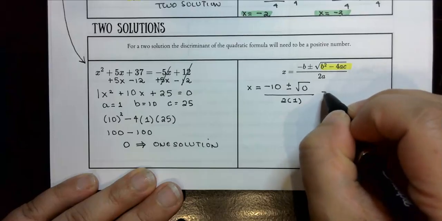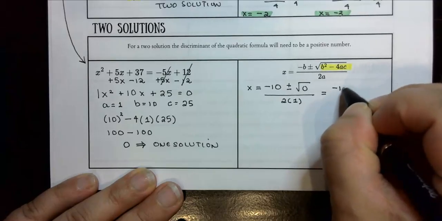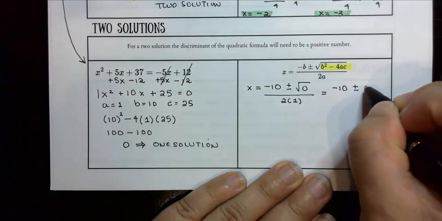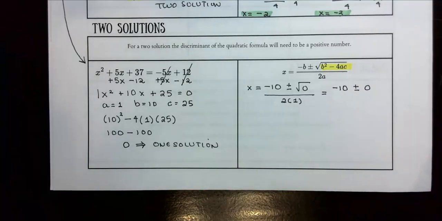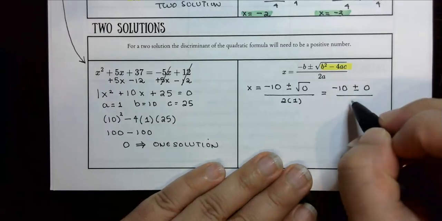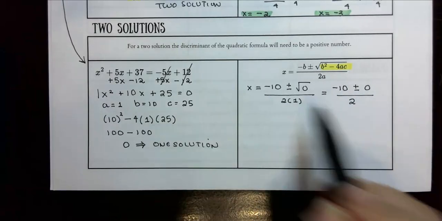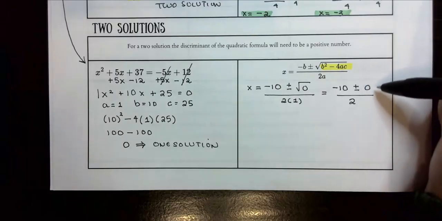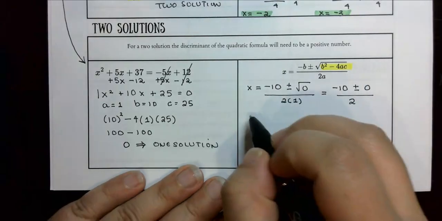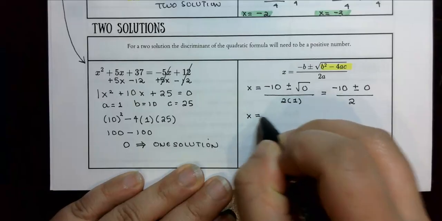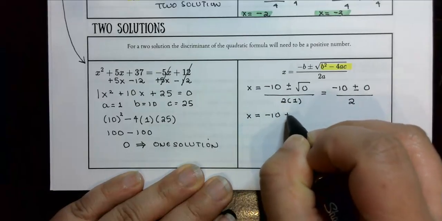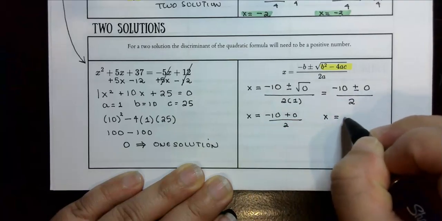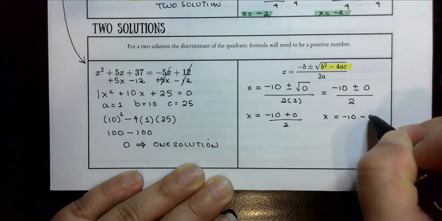And then from here, I'm going to simplify it down a little bit more. So negative 10, if you take the square root of 0, it's just 0. And we're going to put it over 2, because 2 times 1 is 2. Now, one of the things that I want you to realize when you do the 0, we can split this into 2: x equals negative 10 plus 0 over 2, and x is equal to negative 10 minus 0 over 2.